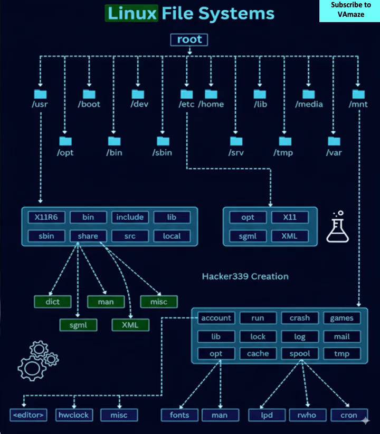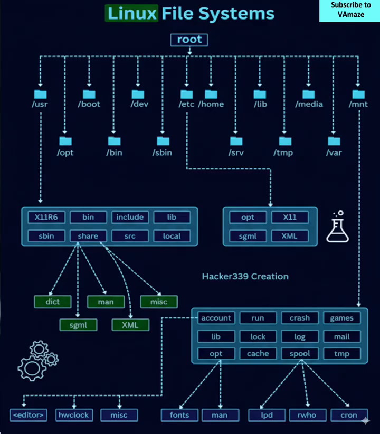From the root, we have several main branches, each with a specific purpose. Let's walk through the most important ones. The boot directory, this is where your system's boot files live. Think of this as the launchpad for your entire operating system. It contains the kernel, which is the core of Linux, and grub, which is the bootloader that gets your system started when you turn on your computer.